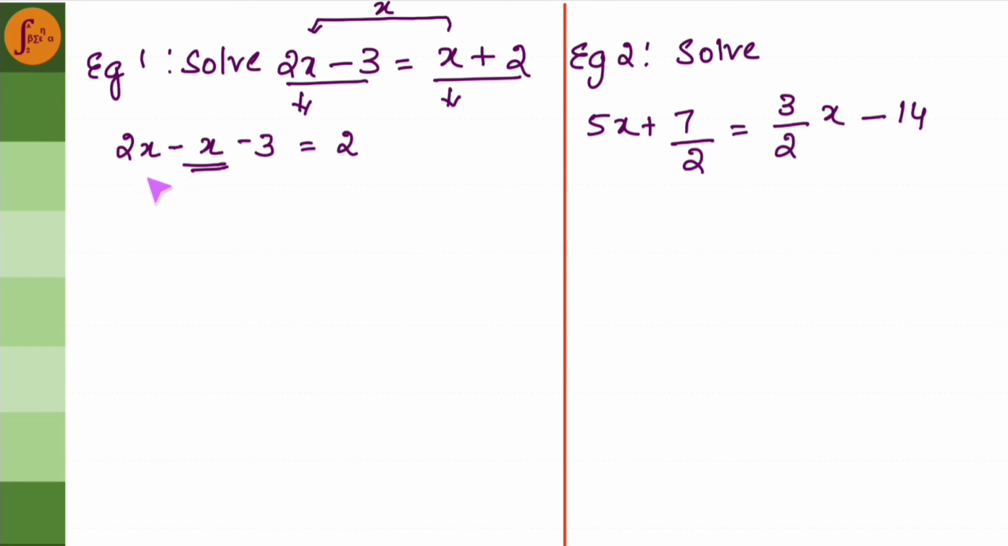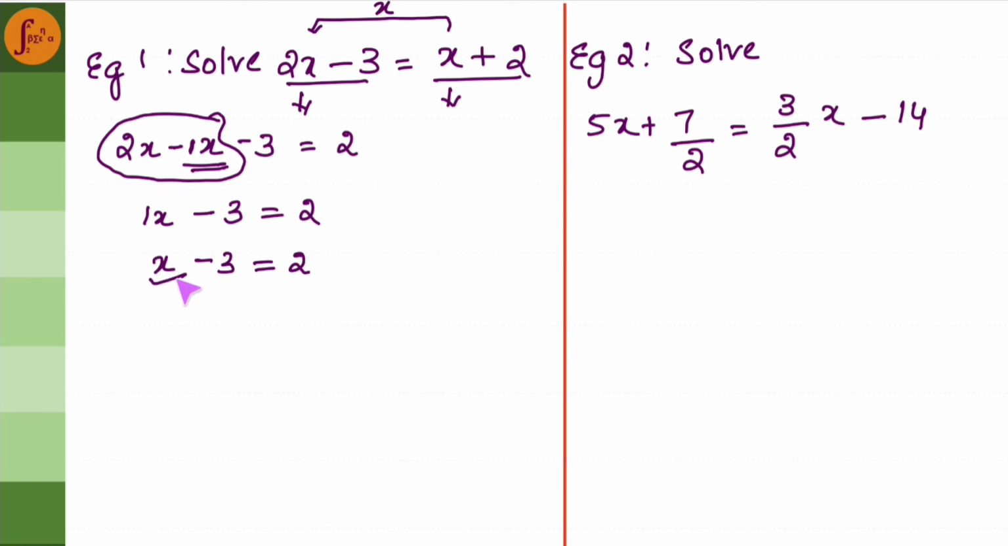Now what we can do is, we can shift minus 3 also to the other side, right? Or we can first calculate this. 2x minus x. This is nothing but 1x, right? If there is nothing, you assume that there is 1. 2x minus 1x, what is it? 1x, right? It's 1x minus 3 is equal to 2. 1x is nothing but x only. x minus 3 is equal to 2.